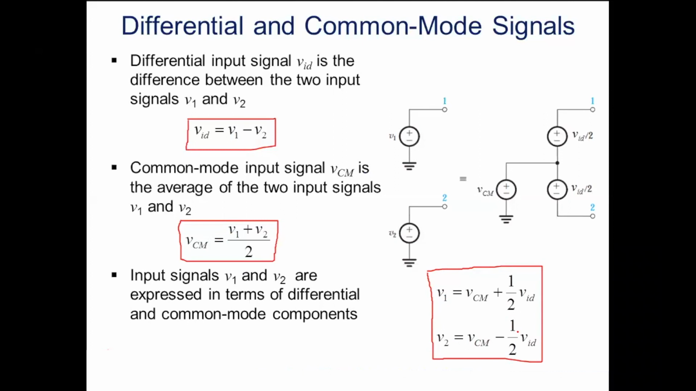So these two expressions are represented here graphically, circuit wise. So if you have two signals of V1 and V2, how to represent it in terms of differential as well as common mode components?